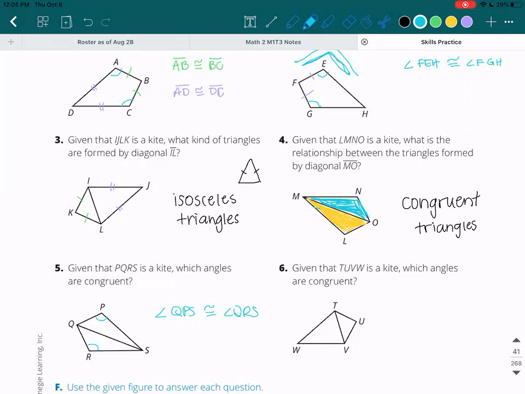Okay, and then number 6, given that TUVW is a kite, which angles are congruent? Same thing. Use 3 letters to describe an angle. WTU, UVW. Yep, WTU is the top one, and then WVU is the bottom one. Good job. So those are our congruent angles. The congruent angles connect the non-equal sides.